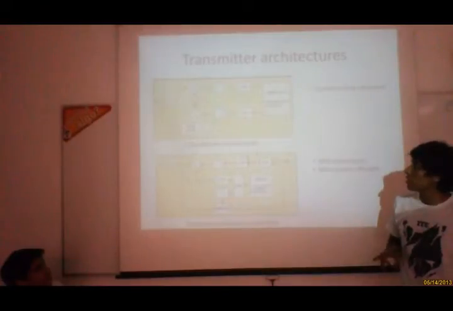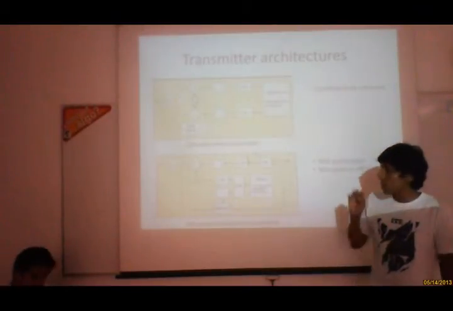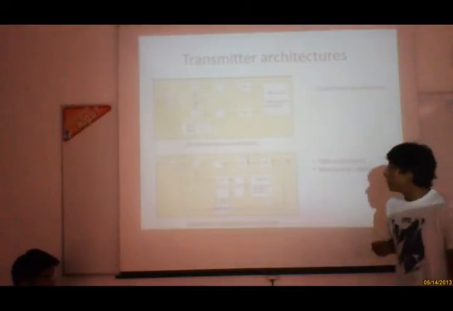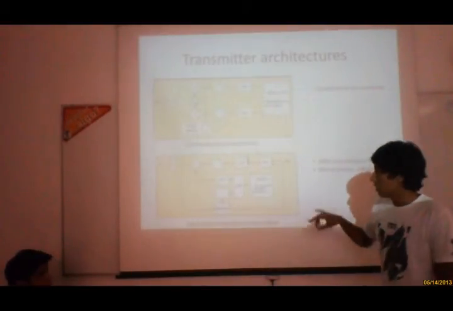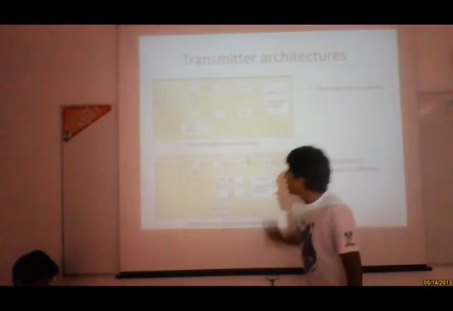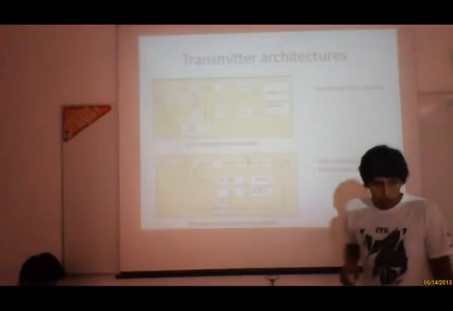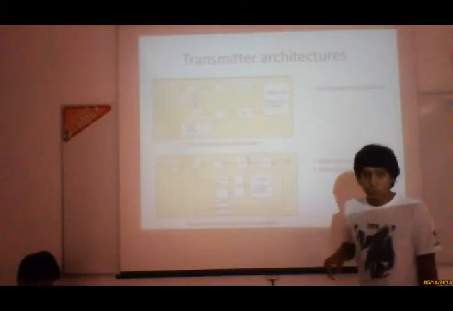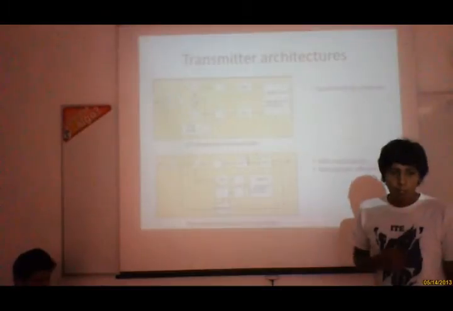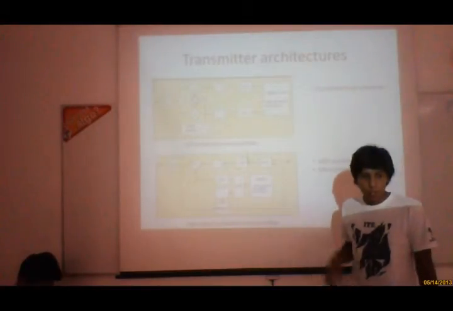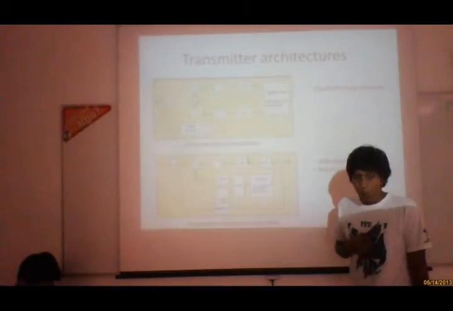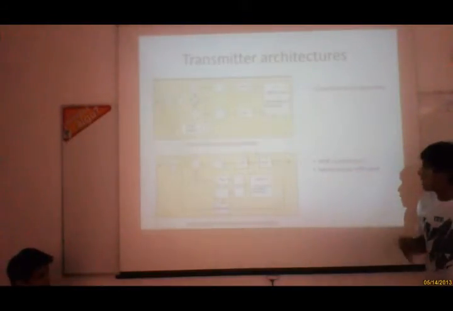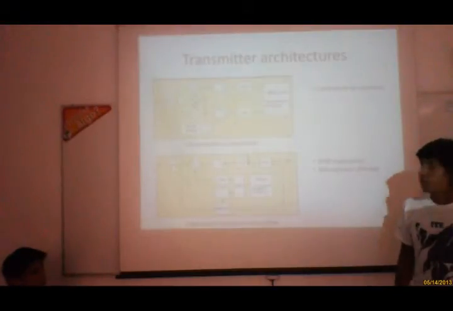The second transmitter architecture is a little bit more difficult, but it takes less power. We have a phase lock loop, which is over here, and we have a VCO. And what does this do? By varying the division ratio in the phase lock loop and the frequency in the VCO, the modulation is achieved. It produces MSK modulation and is more power efficient.